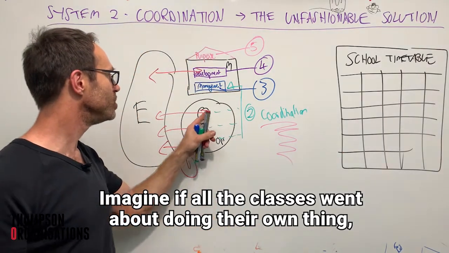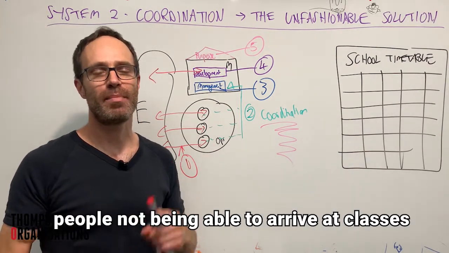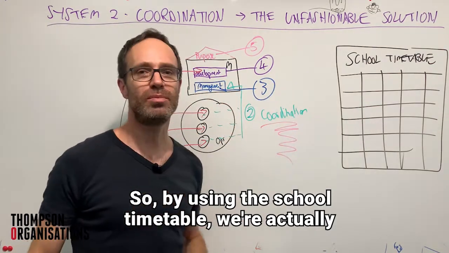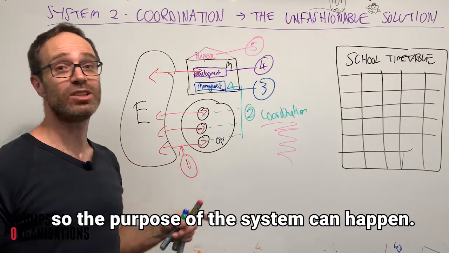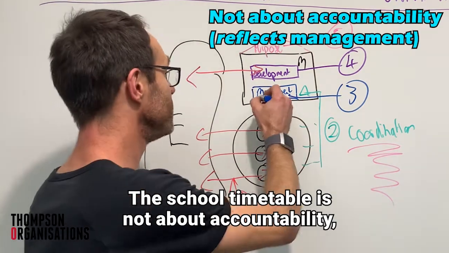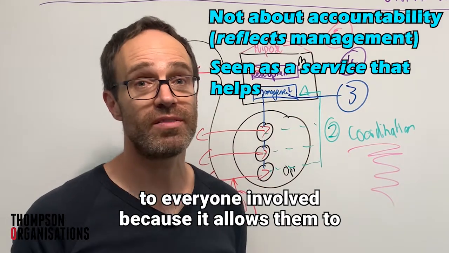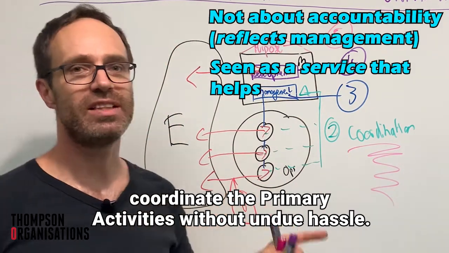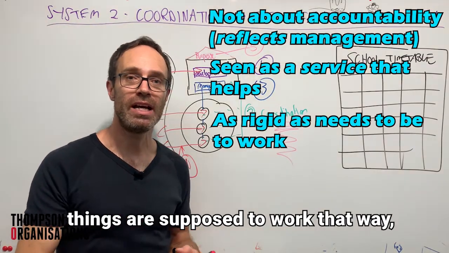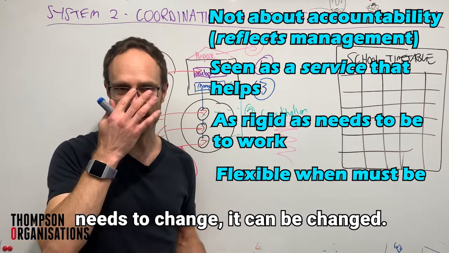Imagine if all the classes went about doing their own thing, all these primary activities without actually talking to each other. You'd end up in a situation of overbooking, people not being able to arrive at classes, and the purpose of the system, which is educating kids, just wouldn't happen. So by using a school timetable, we're actually able to coordinate all these primary activities so the purpose of the system can happen. Think about how else the school timetable works. The school timetable is not about accountability. That comes through the management line here, through the resource bargain. Instead, it's actually considered to be a service to everyone involved because it allows them to coordinate the primary activities without undue hassle. It's rigid enough that in a normal situation, things are supposed to work that way, but it's also flexible enough such that if an emergency teacher is required or something else needs to change, it can be changed.